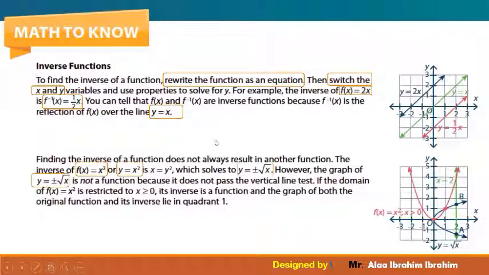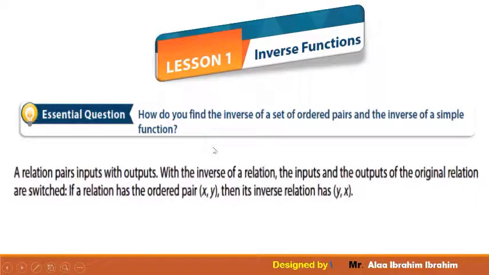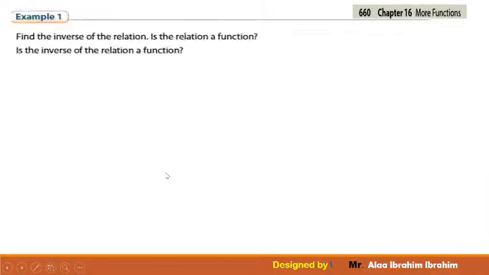How do you find the inverse of a set of ordered pairs and an inverse symbol function? I have to put the relation in equation form and switch the x and y. X and y, we switch to y and x. Let's see the first example. Find the inverse of the relation. Is the relation a function? When we finish, do we have a function or not? Is the inverse of the relation a function?